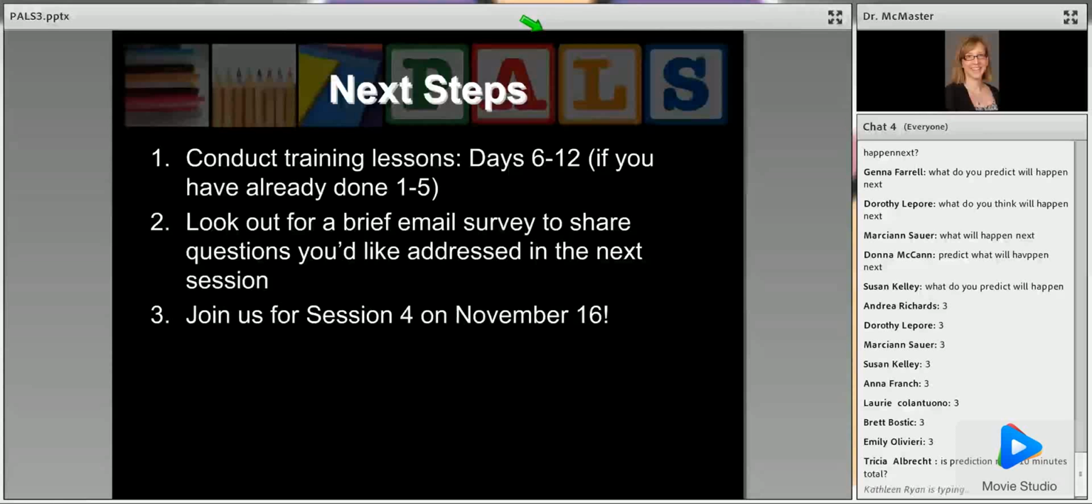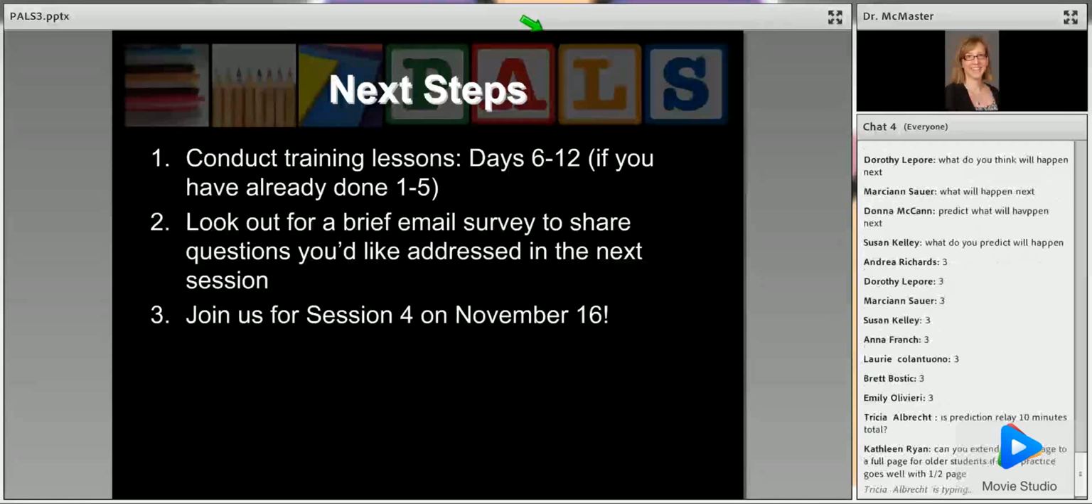Read those scripts ahead of time and make sure it's clear to you what materials are needed and what the procedures are that you'll be teaching the students. So give yourself time to understand the material and practice it yourself. If you can, in the next couple of weeks, conduct the training lessons for days 6 through 12, if you've already done 1 through 5. If you haven't, of course, start with 1 through 5.